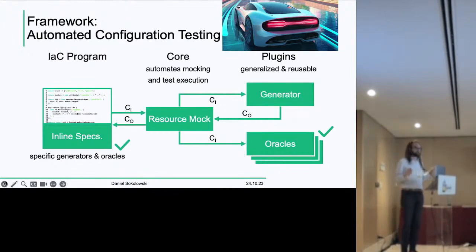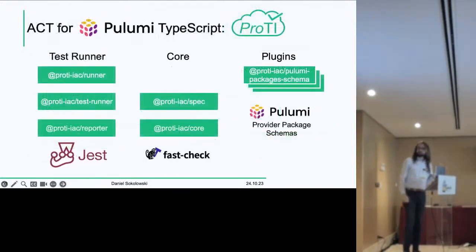And then have a framework that puts all of this together and allows you to test quickly many different configurations without writing a single line of code. More concretely, we implemented this for Pulumi TypeScript in a tool that we call ProTI. We have a website for that. It's public on GitHub and on NPM. The QR and link for that is on the last slide of this talk.